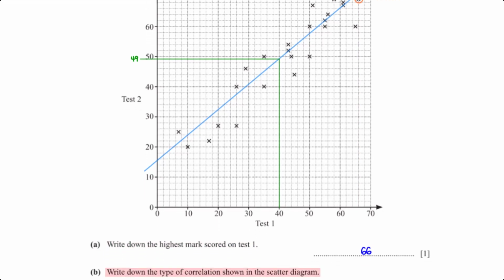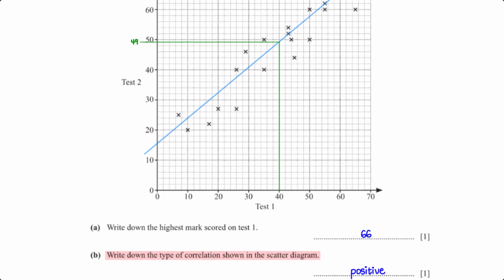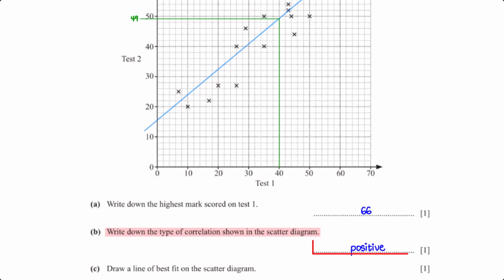Write down the type of correlation shown in the scatter diagram. On the grid, we see that as the test 1 scores increase, there is a general increase in the scores for test 2. This type of correlation is positive.